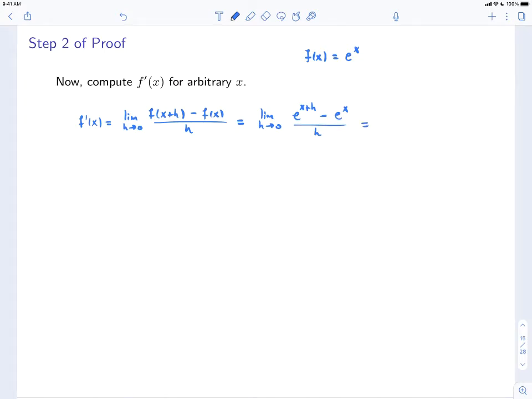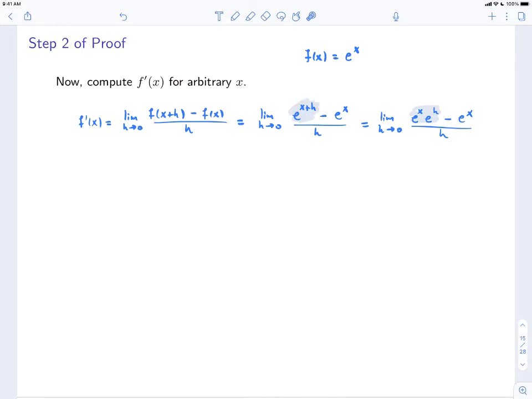Now what I'm going to do is just rewrite this first term slightly. Instead of writing it as e to the x plus h, I'm going to write it as e to the x times e to the h, subtract e to the x, over h. So this is our term here. Remember that exponentials having the same base, when multiplied together, have the effect of adding the exponents.